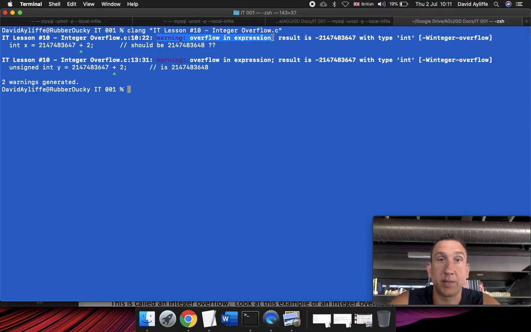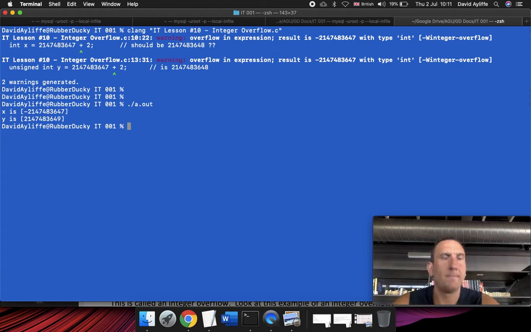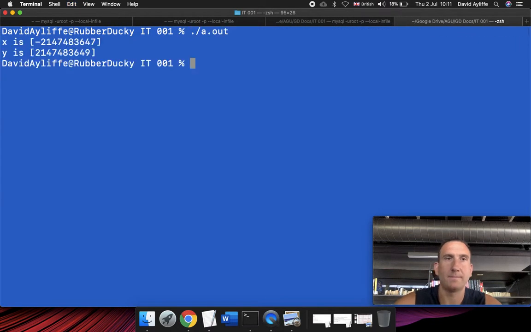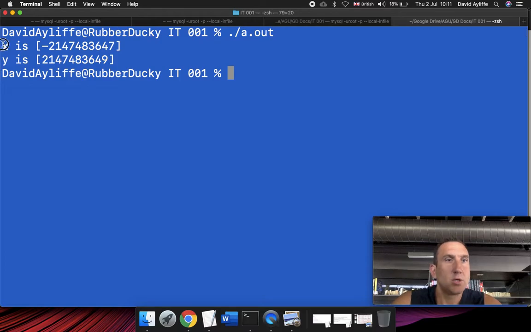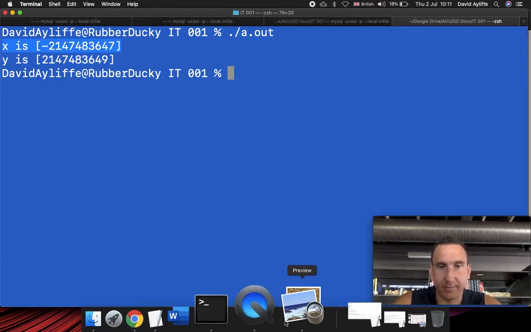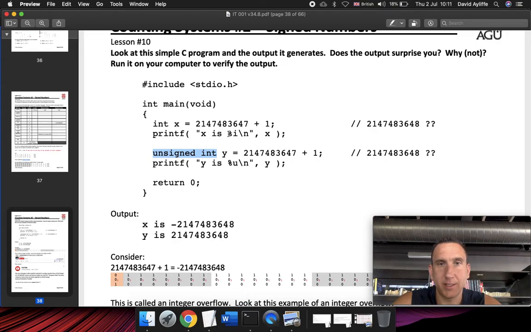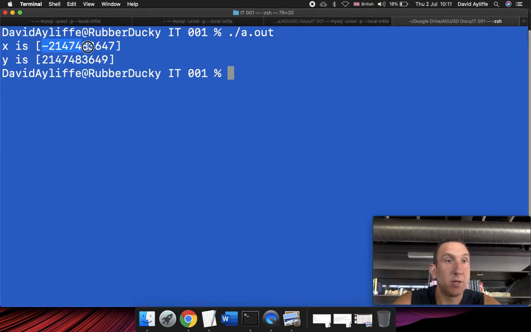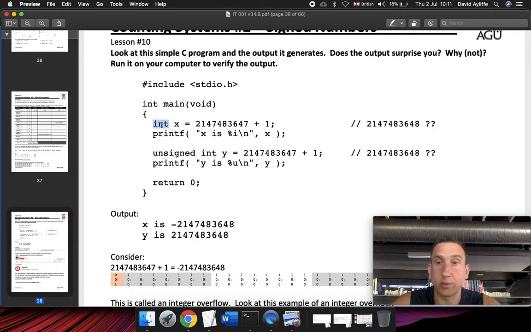I get some warnings telling me about a potential overflow, and it tells me already that I've got an overflow. So, how do I run this? Okay, let me make this a bit bigger. So x is now negative, because we're storing the result in an integer, and an integer is not wide enough to add 1 to this. So we've overflowed, we've looped around.